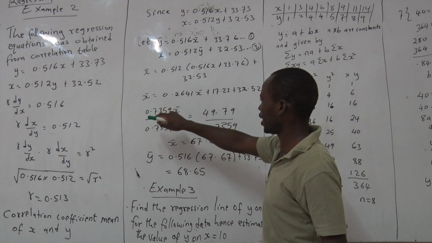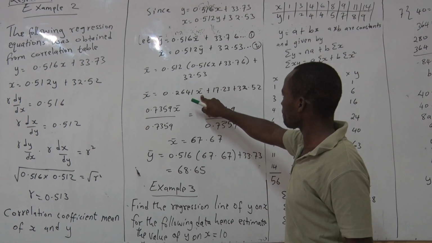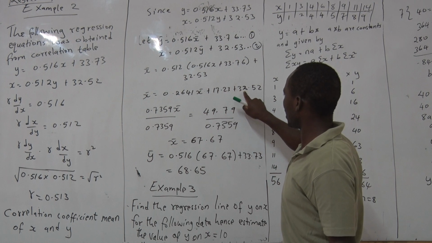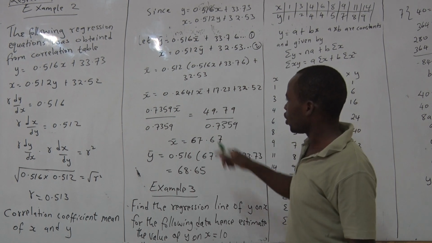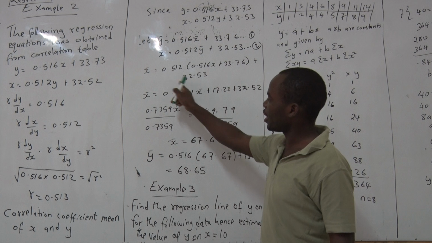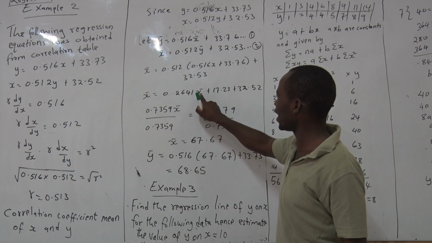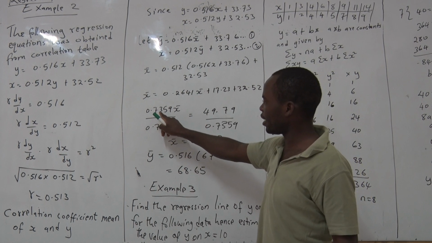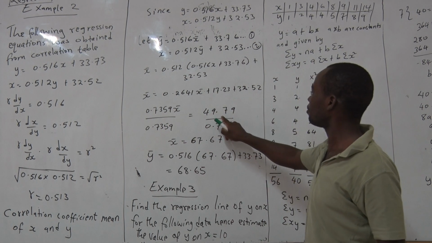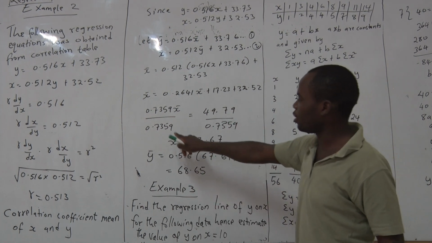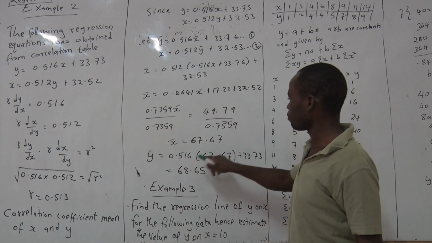If we simplify, we get x bar is equal to 0.2641x bar plus 17.23 plus 32.52. And we can now collect the like terms. The x bar and x bar, if we bring this x bar to this other side, it becomes minus. So x bar minus 0.2641 x bar will give us 0.7359 x bar is equal to, this plus this gives us 49.79, and we divide through by 0.7359.